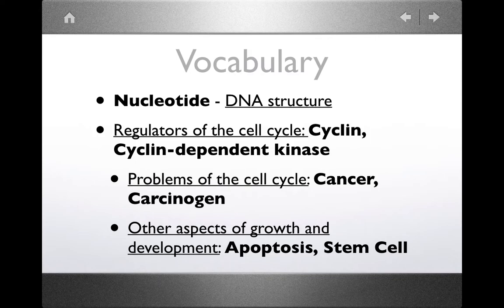Again, if an organism has cells that are not being controlled well in the cell cycle, we can end up with cancers. And we know some things that lead to cancers, make us more susceptible to cancer, and we call those carcinogens. And then some of the other aspects we'll talk about are apoptosis, which is a genetically programmed cell death, a very different kind of death than injury death, also called cell suicide.